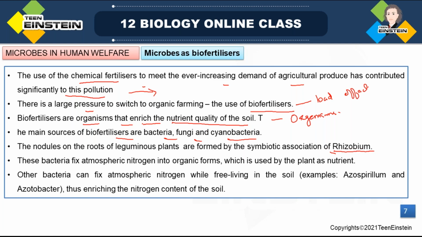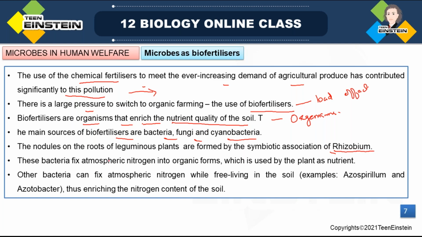What does this bacterium, Rhizobium, do? It fixes atmospheric nitrogen into organic forms. The nitrogen present in the atmosphere, with the help of Rhizobium species, which have the capacity for symbiotic association, is fixed into usable forms which can be used by the plants. These leguminous plants have the capacity to fix atmospheric nitrogen with the help of Rhizobium, and the plant uses it as a nutrient.